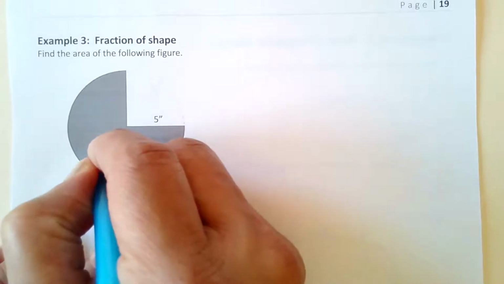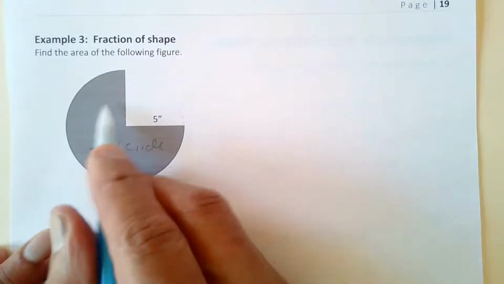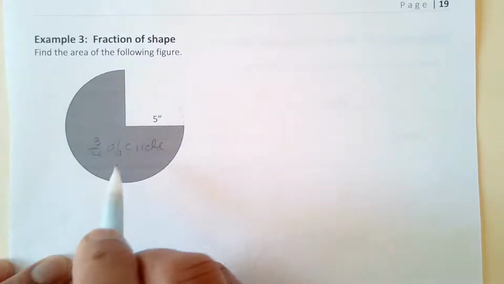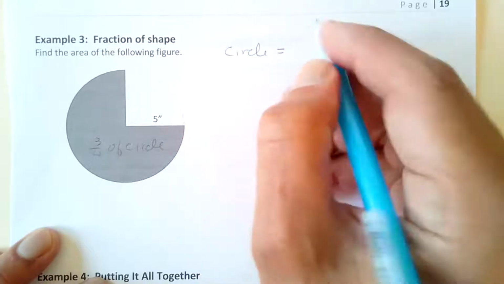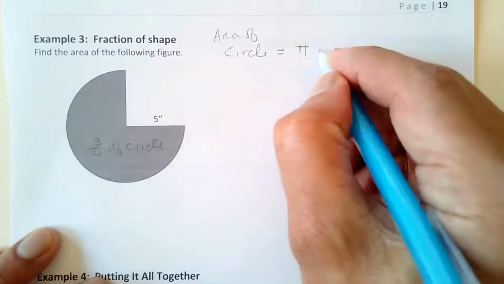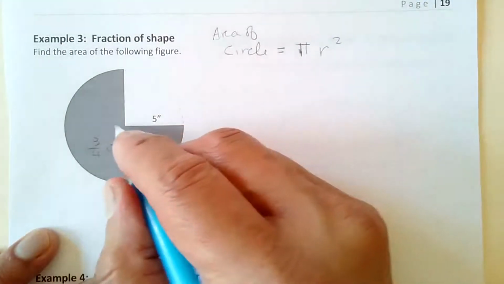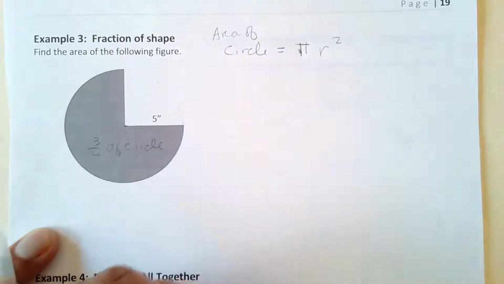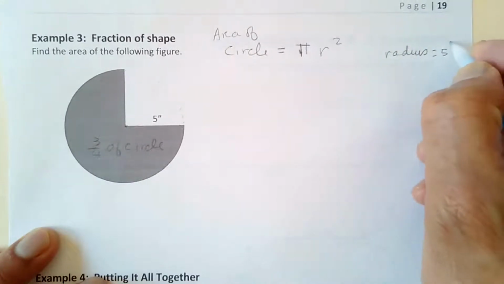So the area of the shaded part would be 3/4 of the circle. So to find the shaded part, you find the area of the circle and take 0.75 or 3/4 of it. So we said right away we know this is a circle, and the area of the circle is pi r squared. The radius here is 5 centimeters because it's giving you from the center to the circumference. Radius equals 5 inches.